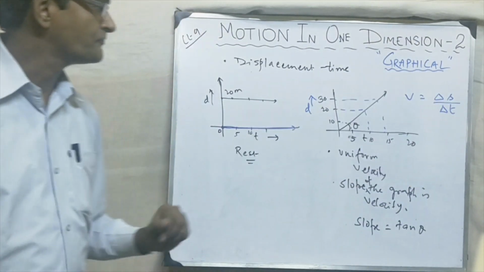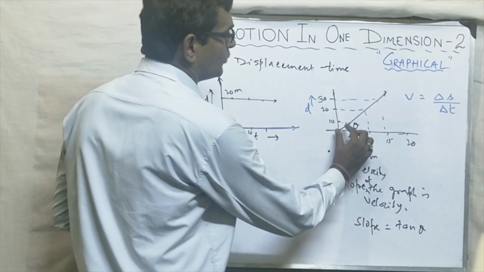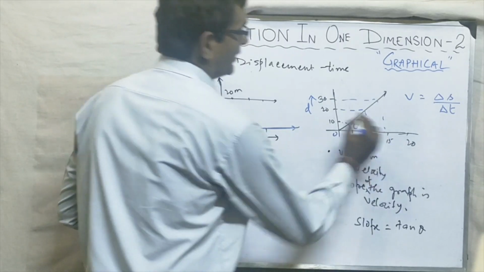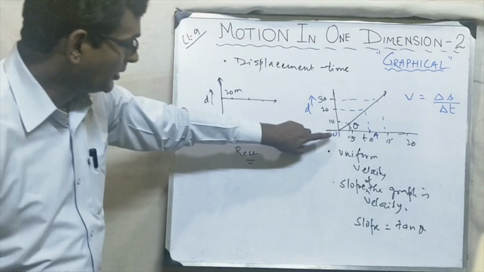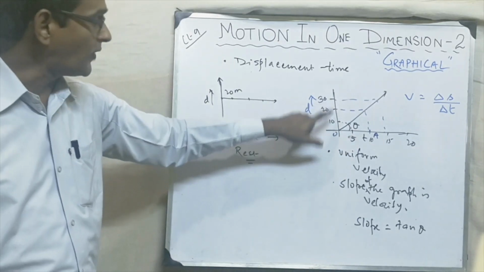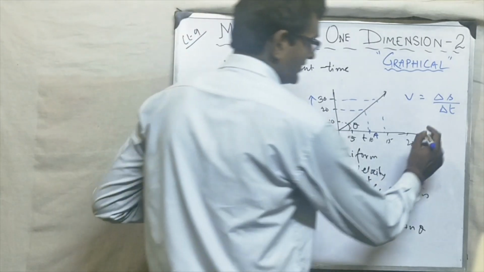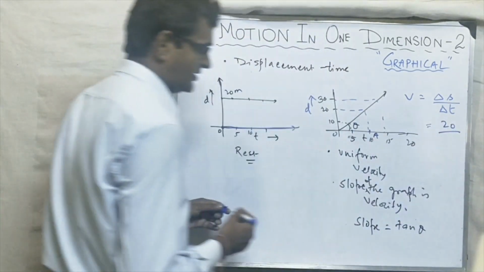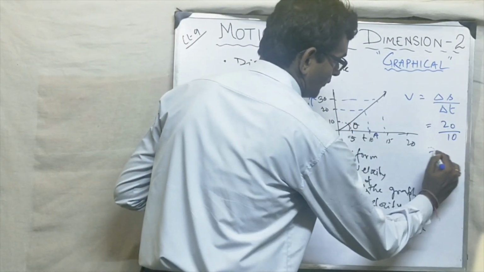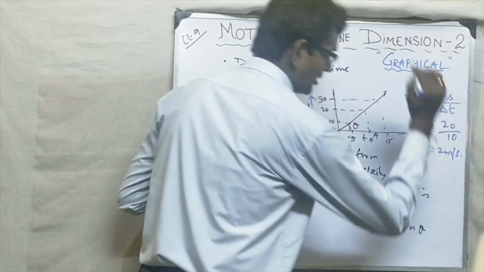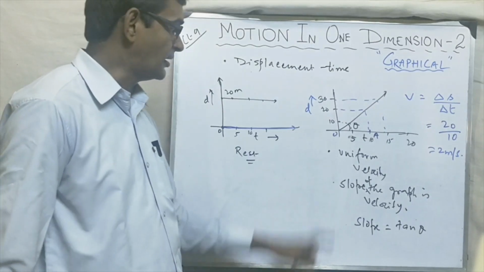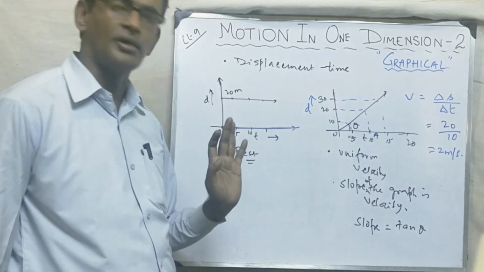So what is del S? Now see, let us take 2 points. Suppose one point is O and one point is A. O to A. What will be the del S? At O the position was 0. At A the position is 20. So del S is 20 minus 0, that is 20. What is the position change? 20. And what is the time change? 10 minus 0, that is 10. So what will I get? 2 meter per second. So this way we can calculate the velocity from a displacement-time graph.